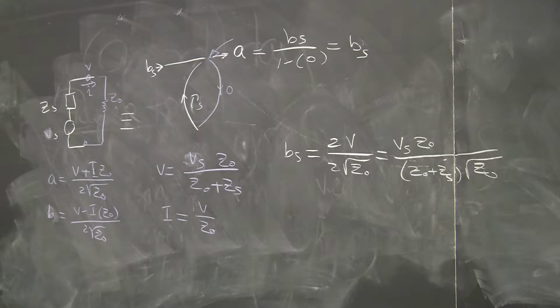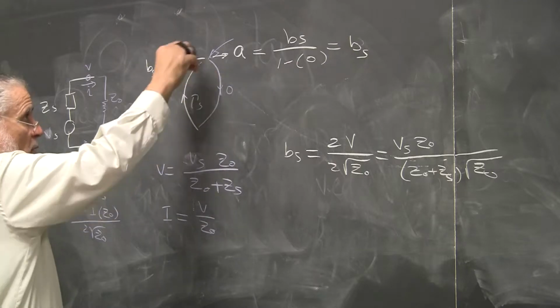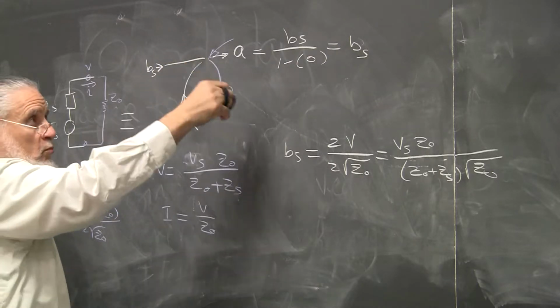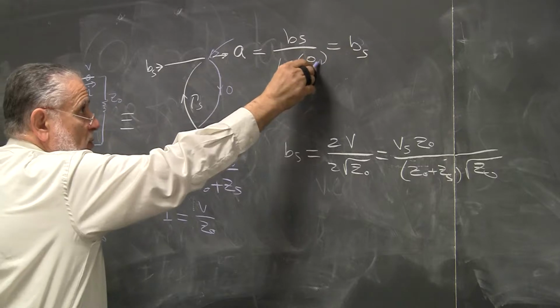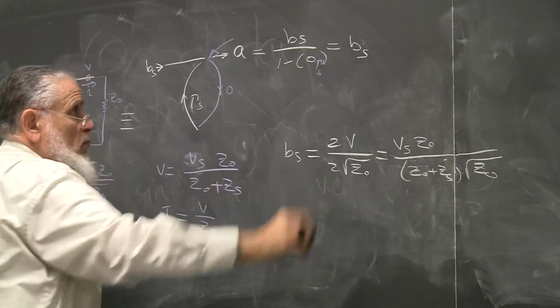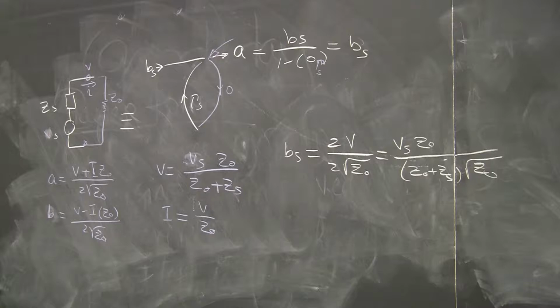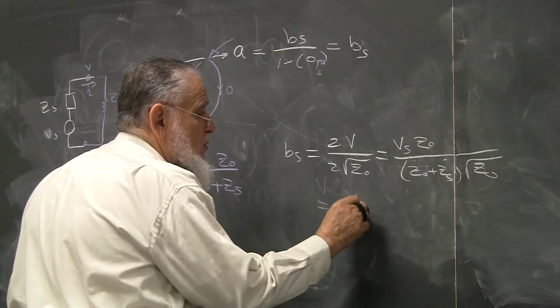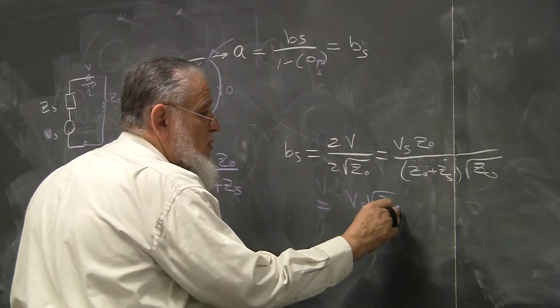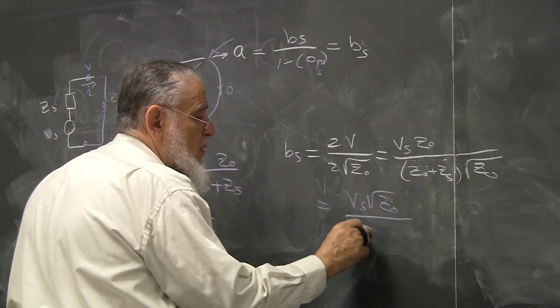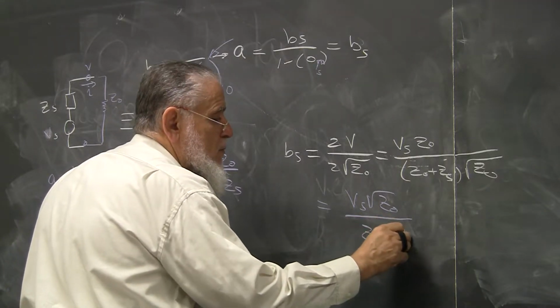How'd you get the A is equal to BS over 1 minus 0 equation? The A is equal to BS divided by 1 minus the loop gain, right? Okay. And the loop gain is 0 times gamma S, which is 0. So it's actually Vs square root of Zs square root of Z naught divided by Z naught plus Zs.